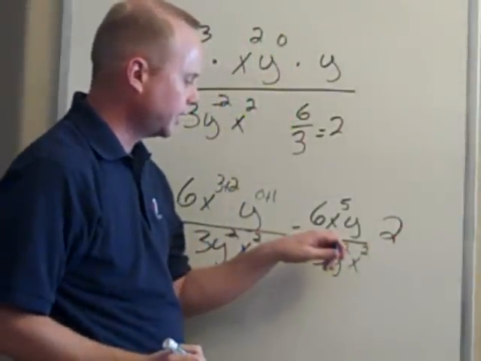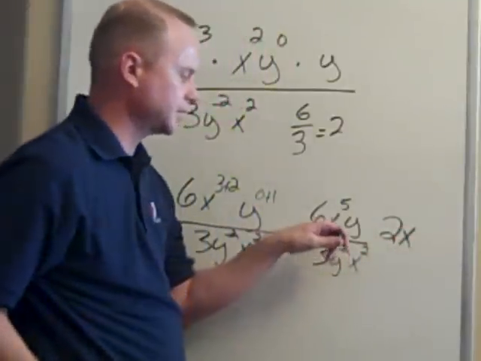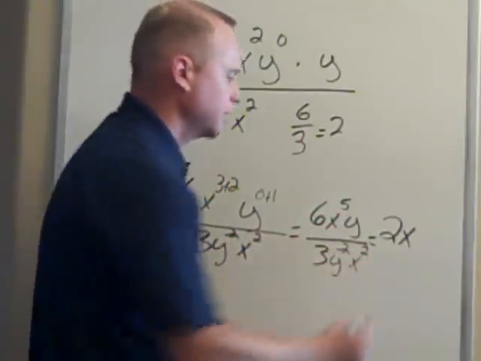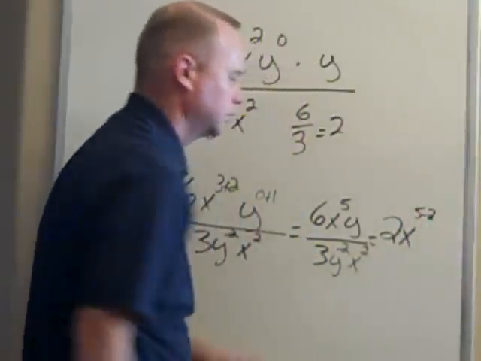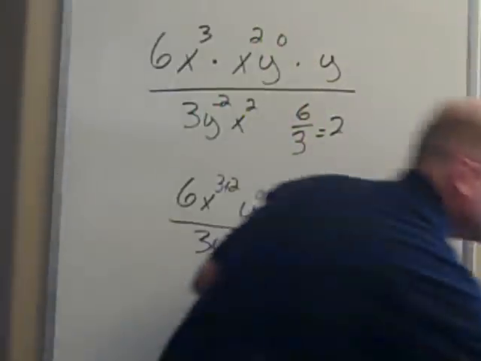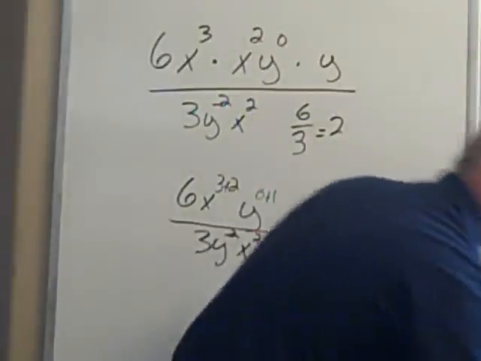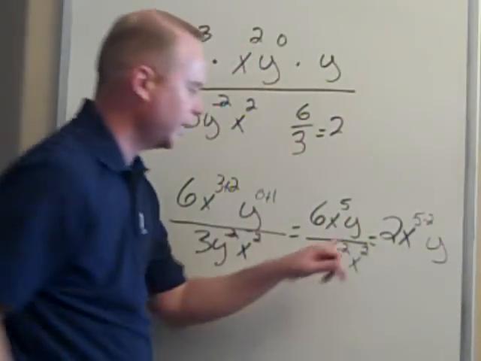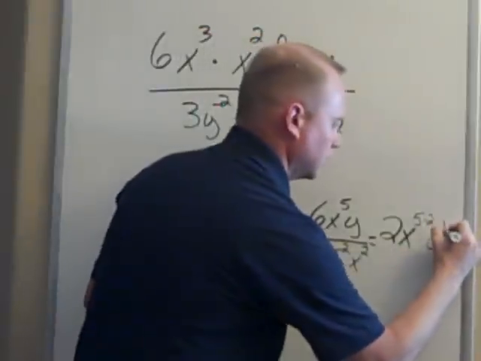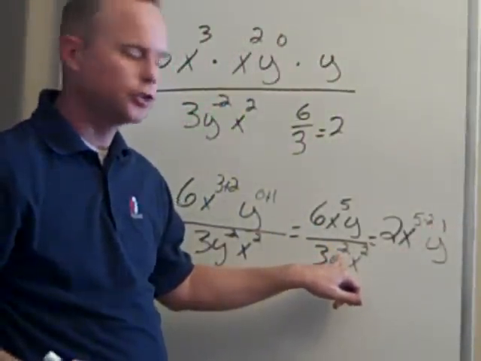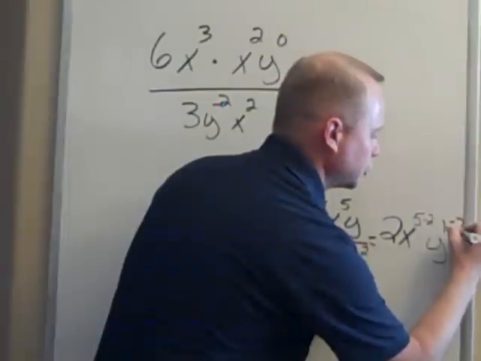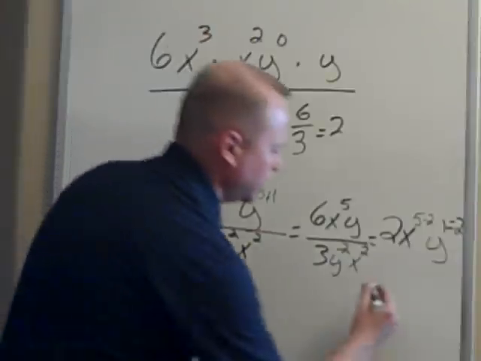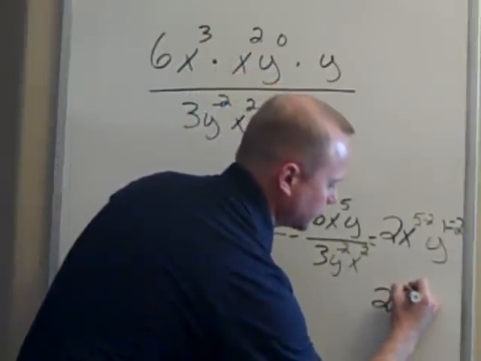2. Now I've got to get all my x's together. I've got an x on top, this is x to the 5th over x squared. So this will be 5 minus 2. For the y, I've got a y, this is y to the first power minus negative 2. That one gets a little bit complicated. So let's simplify this. 5 minus 2 is 3. So this is going to be 2x to the third power.